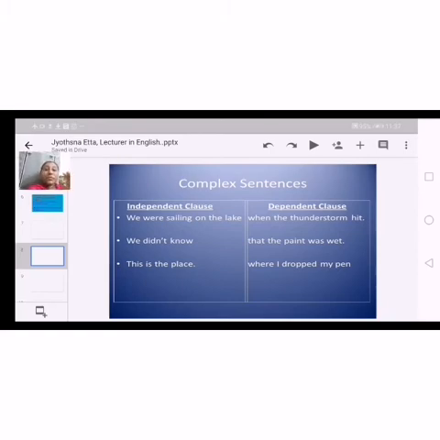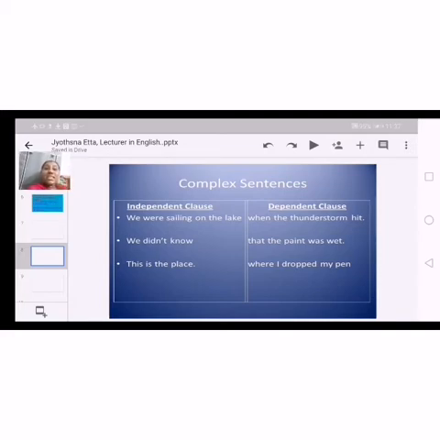Okay, so the first example: we were sailing on the lake when the thunderstorm hit. So here, we were sailing on the lake is an independent statement. And besides that, when the thunderstorm hit. So by using when, the timing and place can be mentioned there. So the timing here, when the thunderstorm hit. So the combination of two sentences.